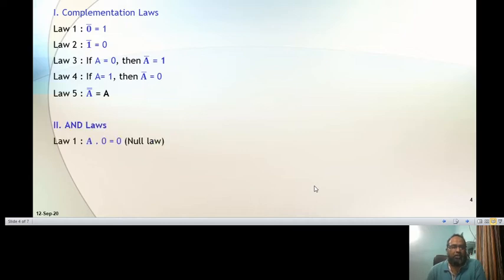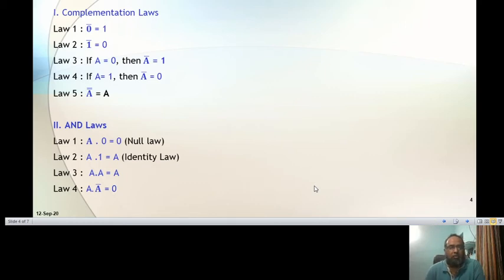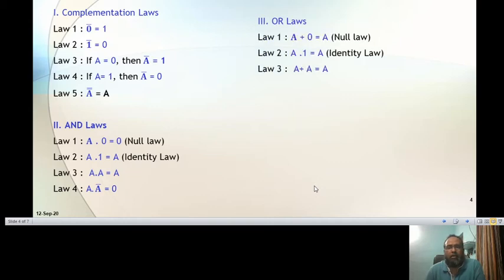Then AND laws are there. You can see the null law and the identity law. Then A into A is equal to A, and A into A bar is equal to 0. For any value of A, all these are holding good. Then OR laws are there. Again, we have the null law and the identity law. Then A plus A is equal to A, the third law. The fourth law: A plus A bar is equal to 1.